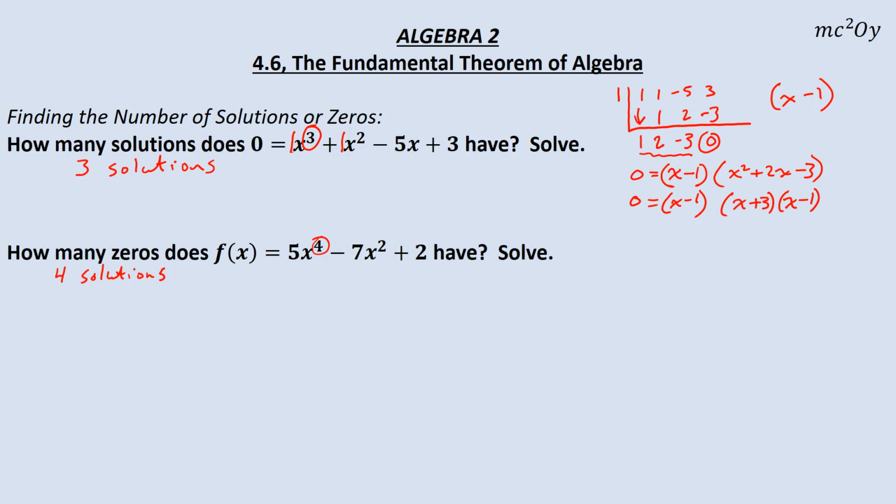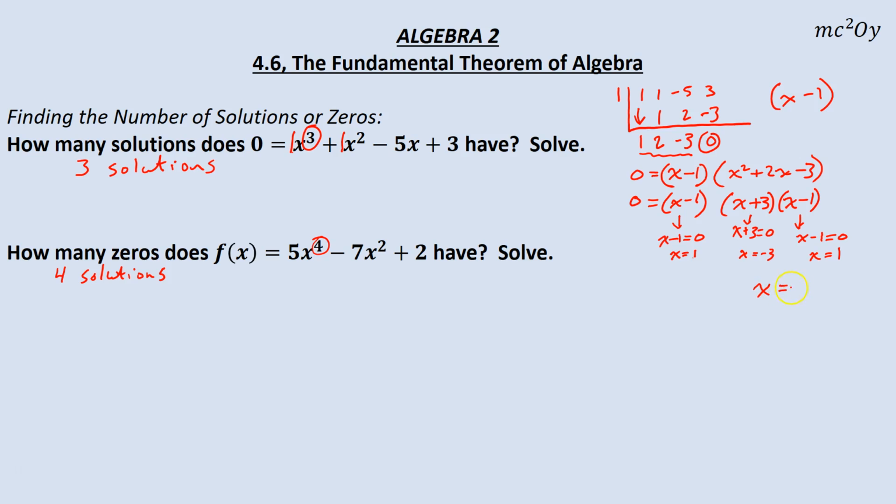Meaning that for the solutions here, I set each part equal to 0 and solve. So x minus 1 equals 0, so x is equal to 1. X plus 3 equals 0, therefore x equals negative 3. And x minus 1 equals 0, and once again, we know that from just over here, x equals 1. So my 3 solutions are 1, 1, and negative 3.